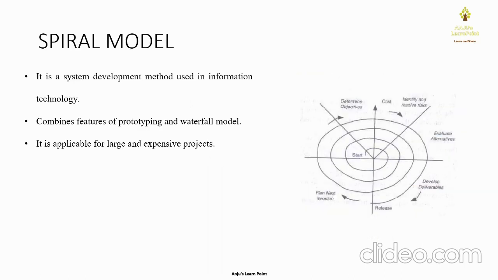Next model is the spiral model. This model is called so because it resembles a spiral structure. It combines the features of prototyping as well as the waterfall model which we have discussed, and it is mainly applicable in large as well as expensive products.